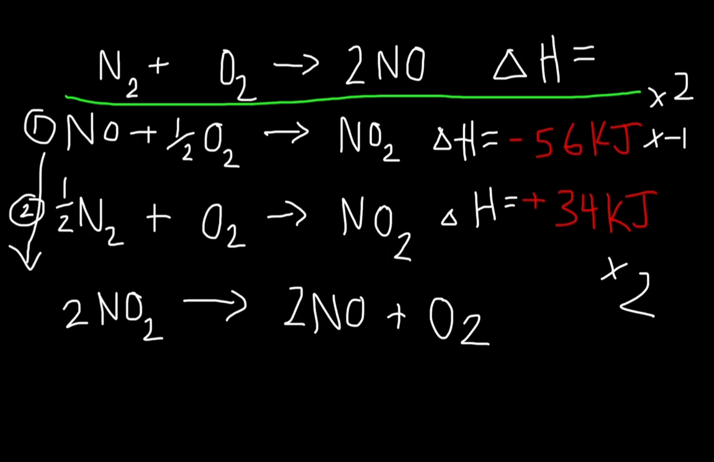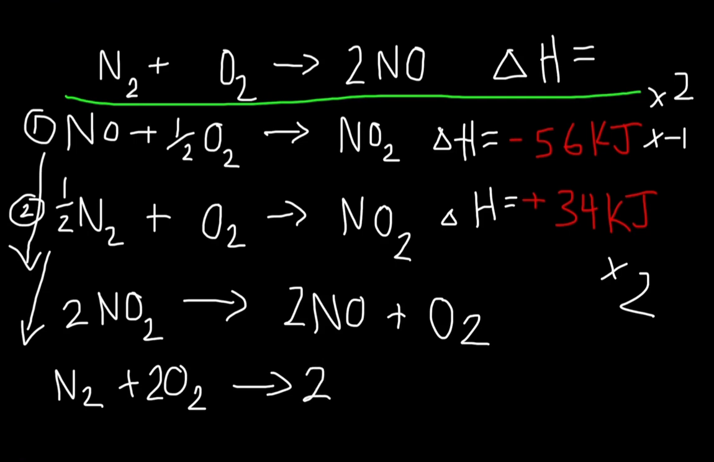Our new equation is going to be, 1/2 times 2 is just 1, so it's just N2 plus O2, times 2, so you just have 2O2 here. And then this is going to give 2NO2. Now we simply just add them up.